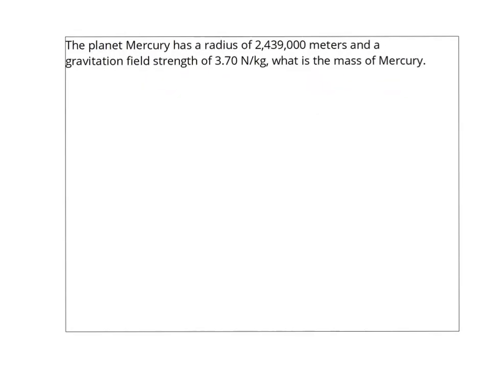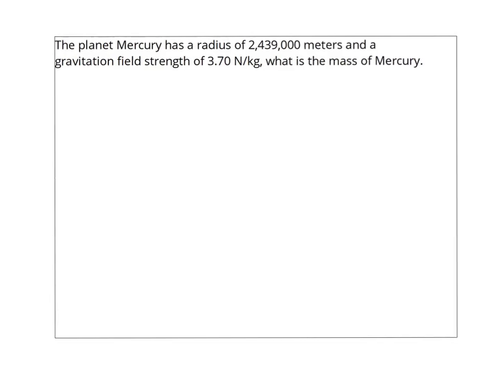One more question here that you can try as a challenge question, or maybe pause and answer this question. Okay, so this question again is dealing with gravitational field strength. Here you'll notice it has a different unit of newtons per kilogram. So it's equivalent to the same thing. So that's big G times the mass over r squared. It gives me the radius, gives me the gravitational field strength, and it wants to find the mass of Mercury.